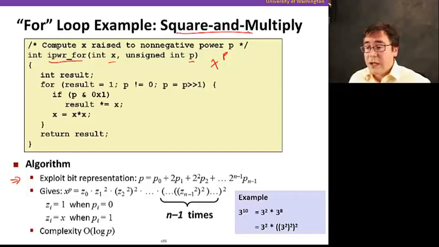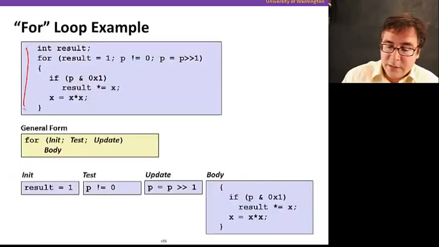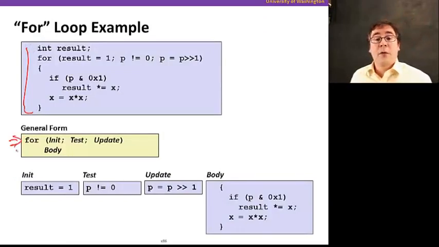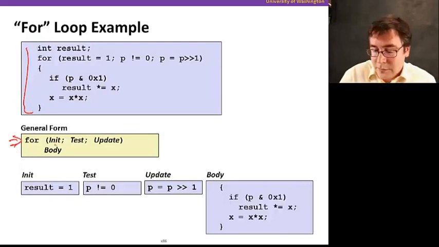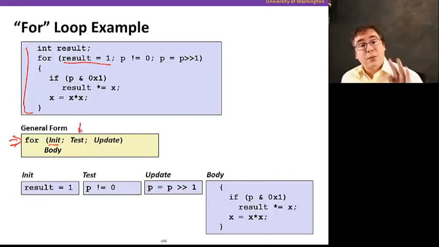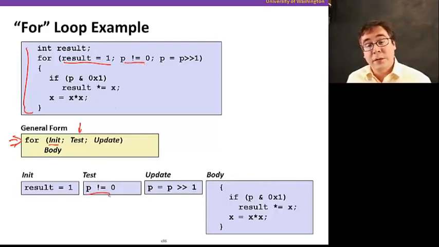Okay? Here's how we can think about the for example that I just showed you. Here's the code, and here is the general form of for loops. There's an init expression that's executed in the beginning, before the loop starts. Okay, so that's what we have here. And the test expression is the expression that determines whether the loop keeps going or not. So in our example here, it's whether p is not equal to 0.